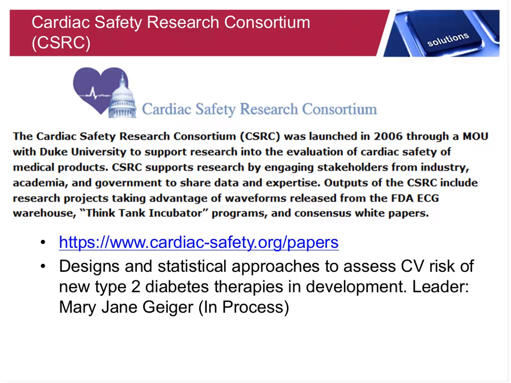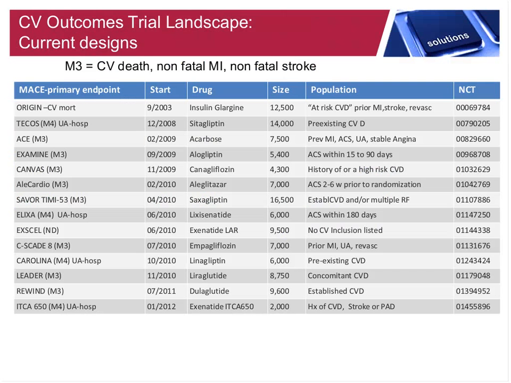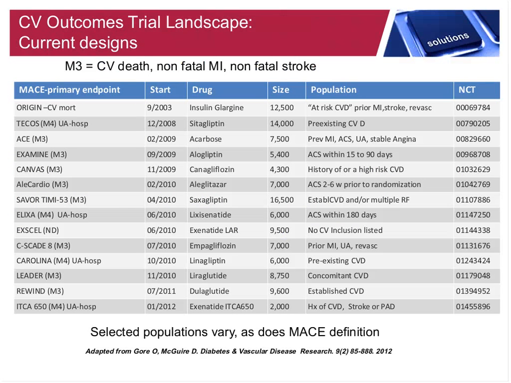As we look at the cardiovascular outcomes trial landscape, let's take a look at an assessment of the cardiovascular outcomes trials with the columns populated from clinicaltrials.gov. There are many trials listed on this page. What you can see is that the size differs, and it goes from 2,000 for the ITCA 650 study all the way up to 16,500 for the TIMI 53, the SAVOR study, with results that were recently announced.